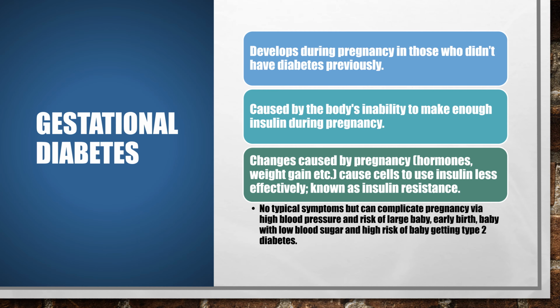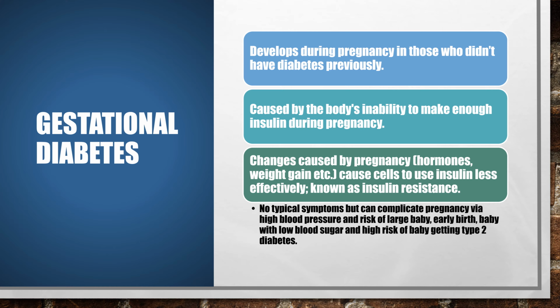Gestational diabetes. This form of diabetes develops during pregnancy in those who didn't previously have diabetes diagnosed. It is caused by the body's inability to make enough insulin during pregnancy, which is a result of the changes caused by pregnancy, such as increased hormones and increased weight gain, which cause cells to use insulin less effectively, and this is known as insulin resistance.